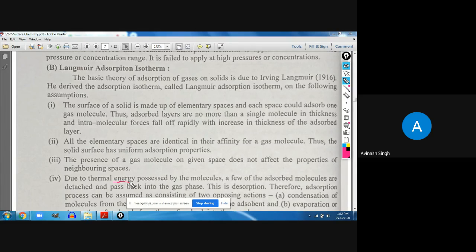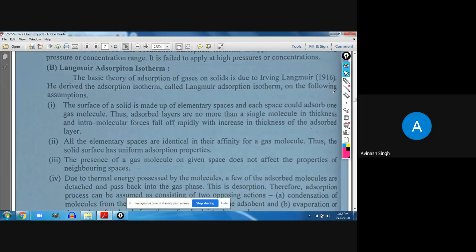जैसे हम लोग ने टेम्परेचर बढ़ाया तो मॉलिक्यूल्स की एनर्जी इंक्रीज हो जाएगी, इसलिए एडसॉर्प्शन कम हो जाएगा. हम लोग उसको क्या बोलते हैं? Desorption. डिसॉर्प्शन.